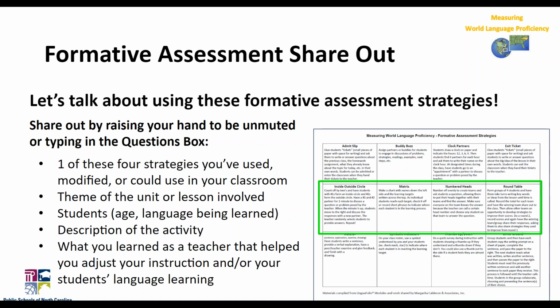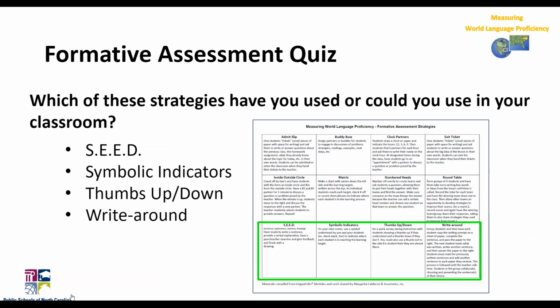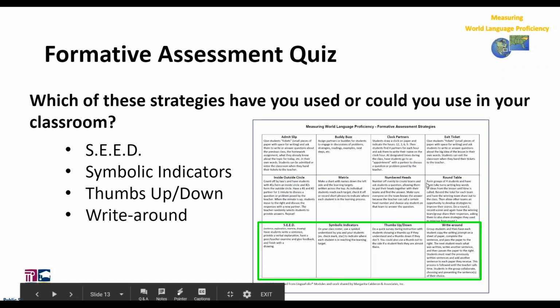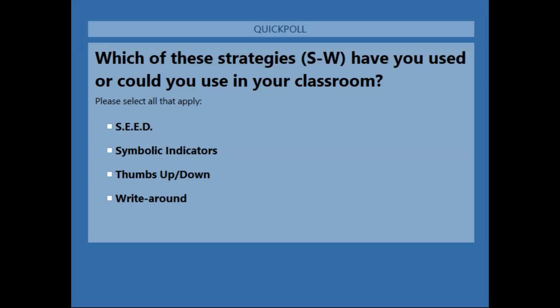So let's go ahead and move on to the last part of this activity, which, as you might guess, is the bottom row, the seed strategy, the symbolic indicators, the thumbs up, down, and the right around. So which of these strategies have you used or could you use in your classroom? And I'll go ahead and run that question, and you can respond. Again, you can choose more than one.